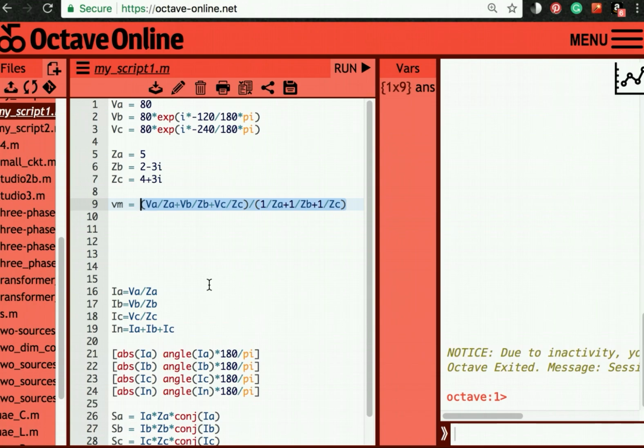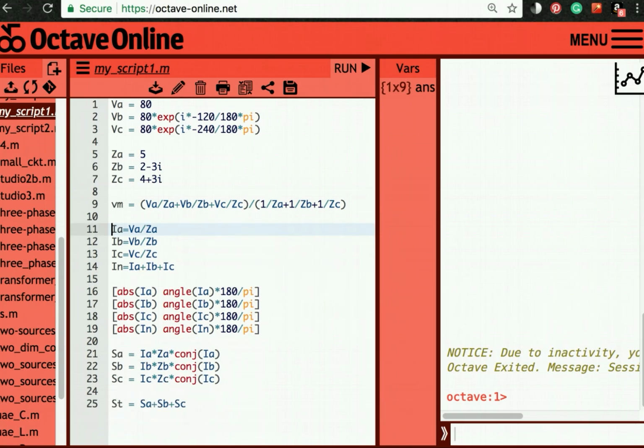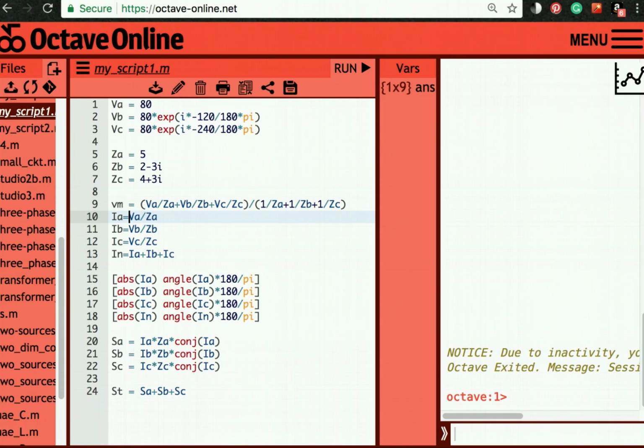So now once I know VM, this is as simple as this. I think everything is correct here. Once I find VM, what is IA? Here, I just have to slightly vary this formula. So IA is VA minus VM divided by ZA. Here also, VB minus VM divided by ZB. And here also, VC minus VM divided by ZC.